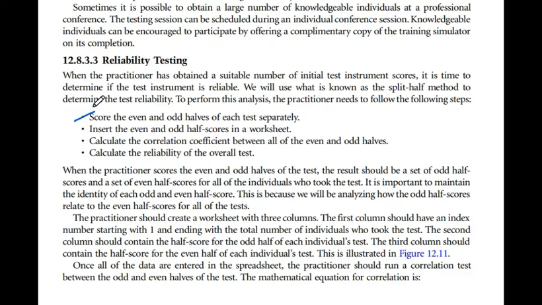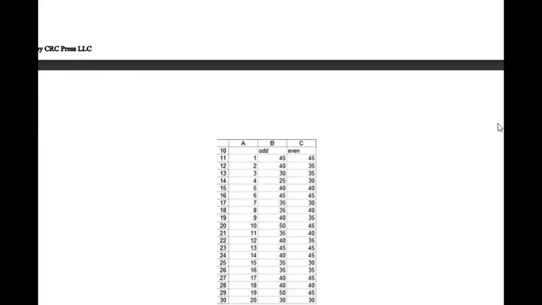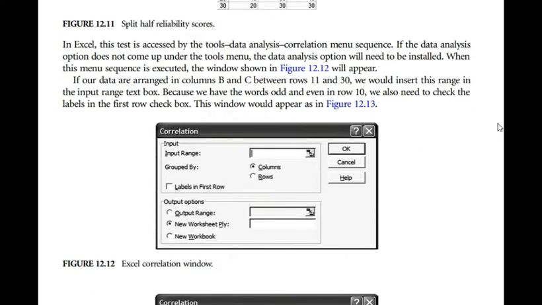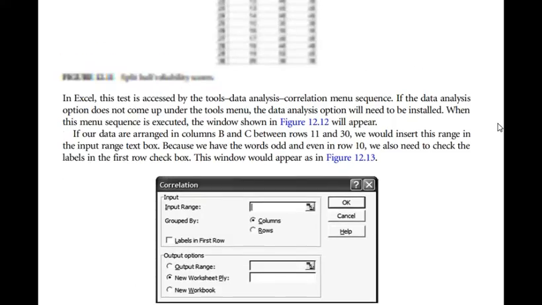So score the even and odd halves of each test separately, and then insert the even and odd half score in a worksheet, and then calculate the correlation of coefficient between all the even and odd halves, and calculate the reliability of the overall test. So that's how we do the reliability testing. So this is a very long discussion pa sana, but I won't include that. Okay, I won't discuss that in detail because hindi naman natin ito magagamit sa future discussion natin. So at least we defined it naman. So as you can see, marami yan siyang mga calculation and table creation. So we're not going to include that one.